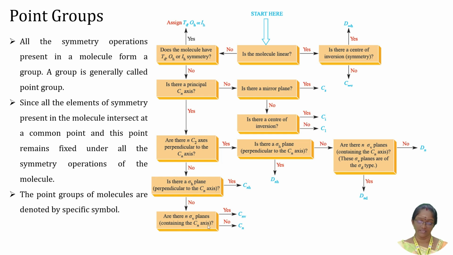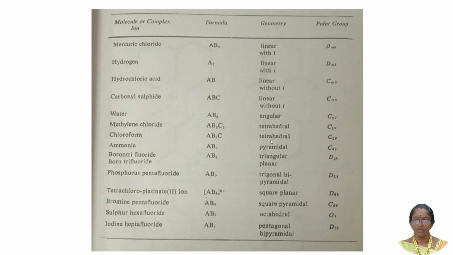Here we have given some molecules, the formula of those molecules, and their geometry with point group. First one is mercury chloride, which belongs to AB2 type with linear geometry and a center of inversion. This belongs to the D infinity h point group. Hydrogen, the formula is A2 with the linear structure and it possesses i, and it also belongs to the D infinity h point group. And then hydrochloric acid, AB type without i and linear geometry. This belongs to the C infinity v point group.